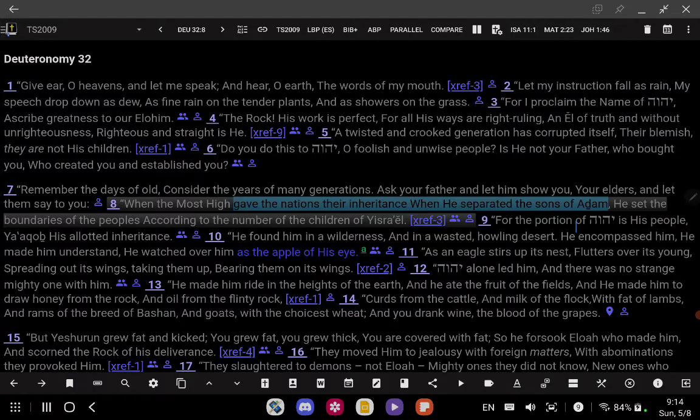So when did he separate mankind? The only place that I can think of where he separated mankind would be the Tower of Babel. The problem is, at the time of the Tower of Babel, there is no Israel, okay? And that's the difference that we're going to see here.